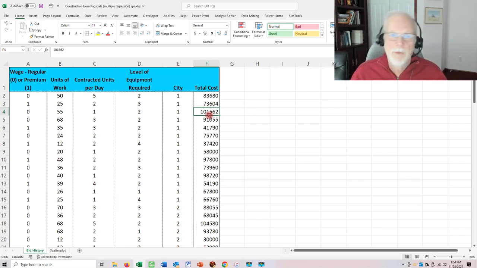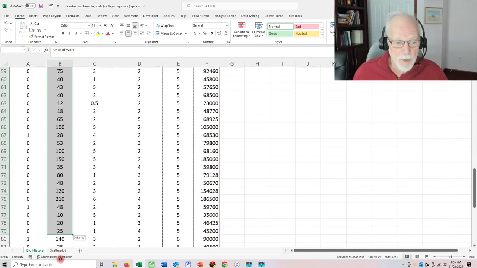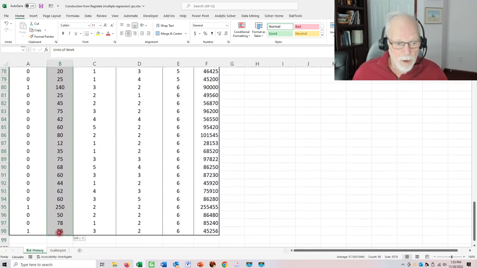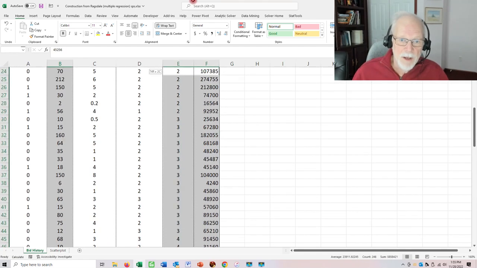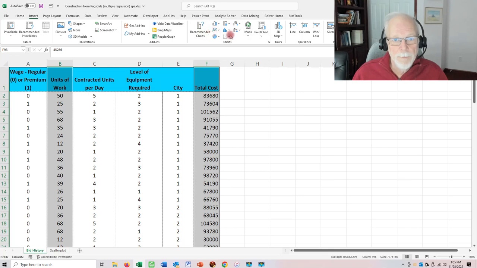But I'll point out a couple of things. In trying to get an idea of what variables probably are and aren't important, scatter plots can be a great thing to look at. Let me give you an example. It seems to me that the number of units of work that we have should be pretty strongly correlated with how much a job costs. So I'm going to highlight the number of units of work and the job cost and look at that scatter plot. I'll insert a scatter plot.